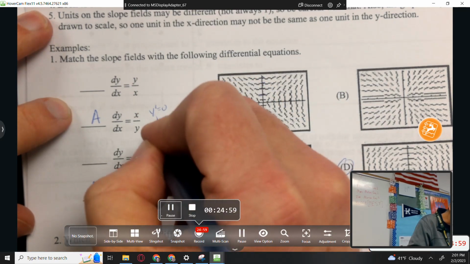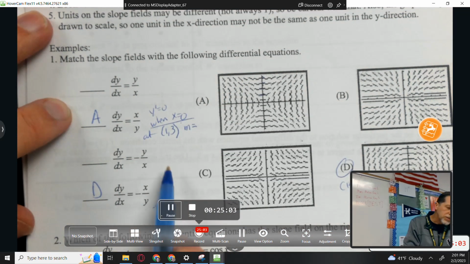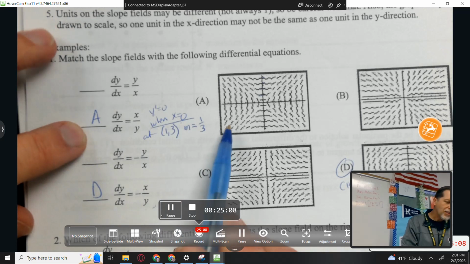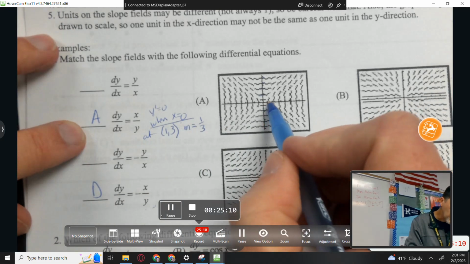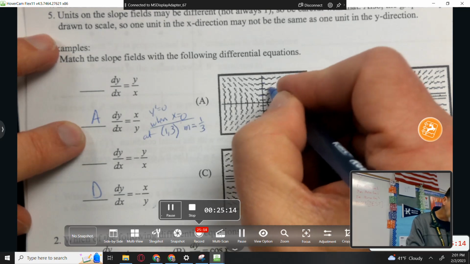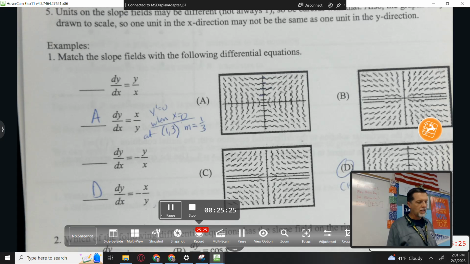At 1, 3, slope equals 1/3. So I think it's graph A, but let's look and see at 1, 3. It's really hard to see what's going on here, but I think I'd believe that that's 1/3. I can't tell for sure, but it's positive and it's less than 1. So I'm feeling pretty good about A. Why don't you see if you can figure out the other two, which one is which?